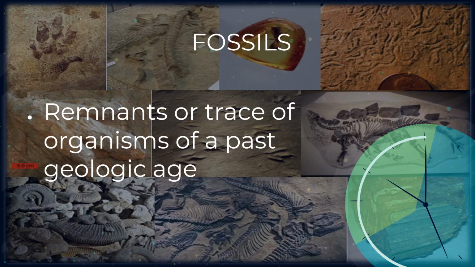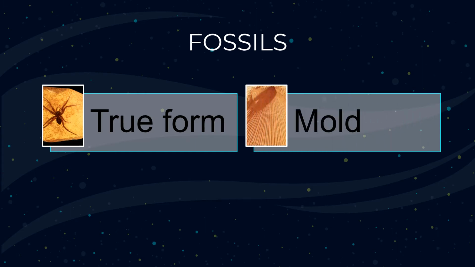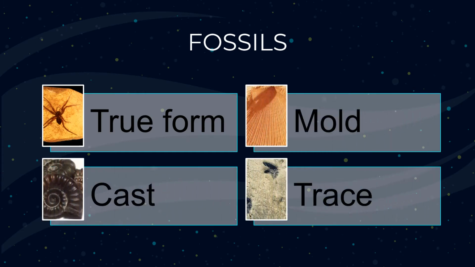I don't know if you've been to any natural history museum, but if you have, there are several fossils displayed in museums. Although most of them serve the same function, which is to give us more information on the geologic timescale, there are different types of fossils. We have true form. We also have mold, cast, and trace.